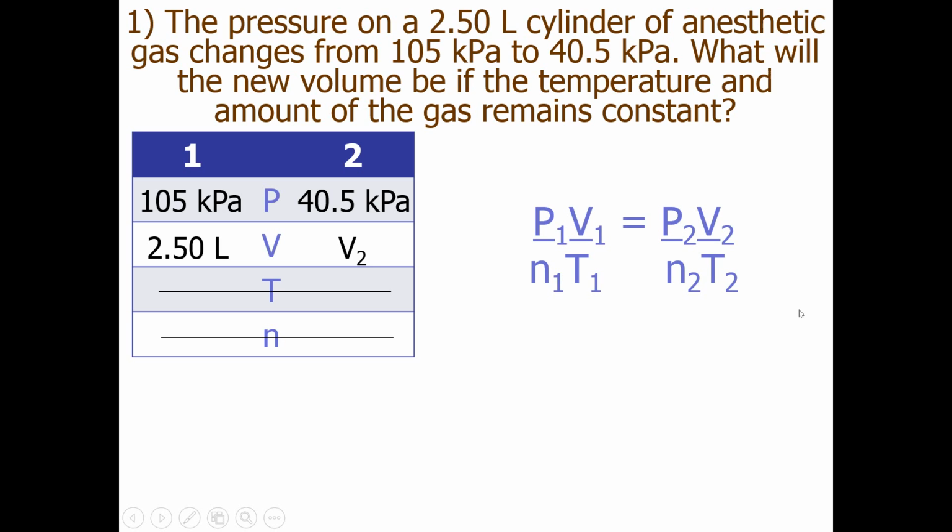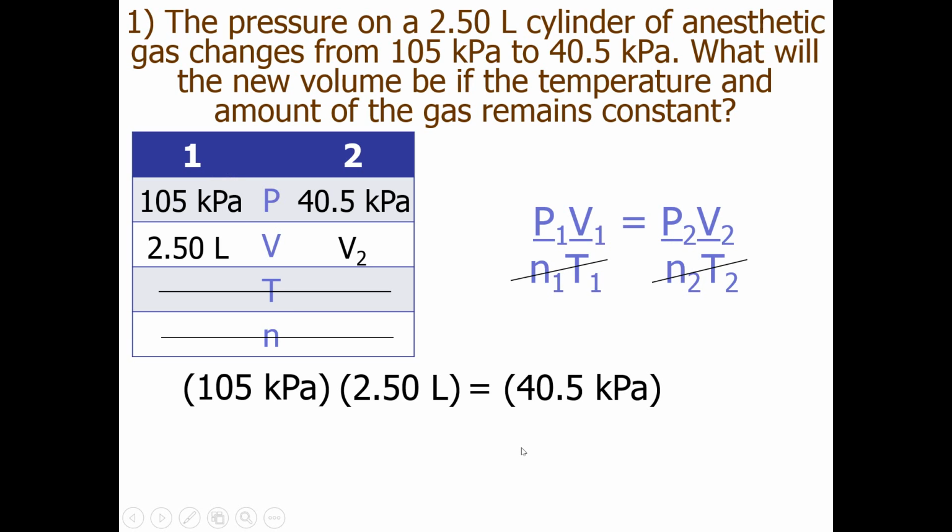And with this formula, since we crossed off the T and the N, we're going to cross them out of our formula as well. Now we have P1 V1 equals P2 V2, and we're going to plug in our numbers. So P1 is 105 kPa, V1 is 2.50 liters, and we're setting that equal to P2, which is 40.5 kPa, and our V2, which is our unknown variable, like our X.